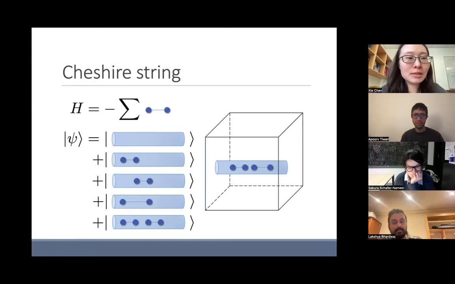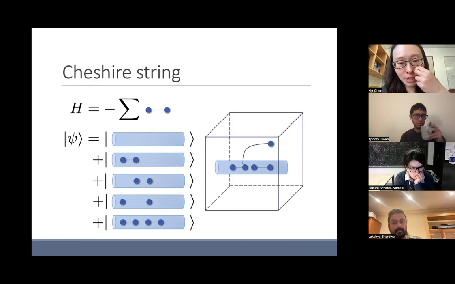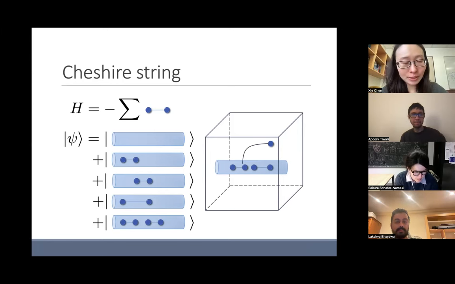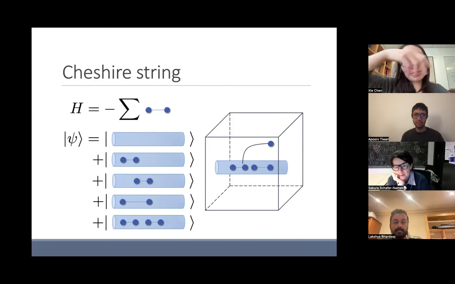And when we modify the Hamiltonian inside a gauge theory like this, we get the so-called Cheshire string. And what's special about this defect is that when we do that, it basically forms a condensate of the gauge charge, because it's a superposition of all possible configurations of gauge charges.